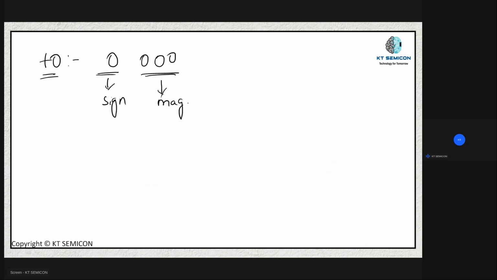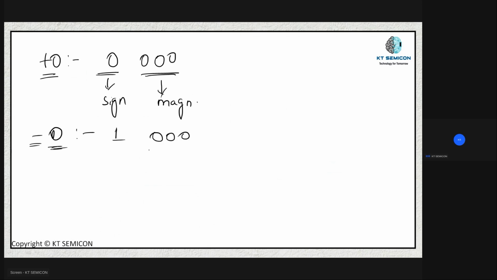Now, one small disadvantage of using sign magnitude form of representation is, let's see one example. Let's say I want to represent plus 0. Then it is 0 followed by 00. This is my sign, and this is my magnitude. And let's say I want to represent minus 0. For the minus symbol, I use 1, and for 0, I use 000.